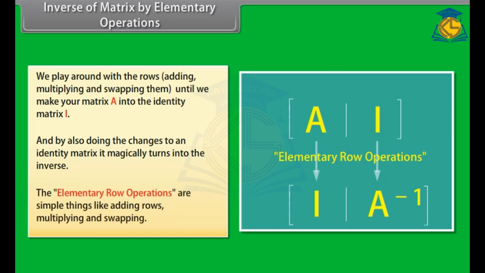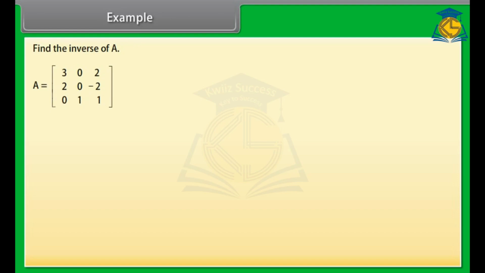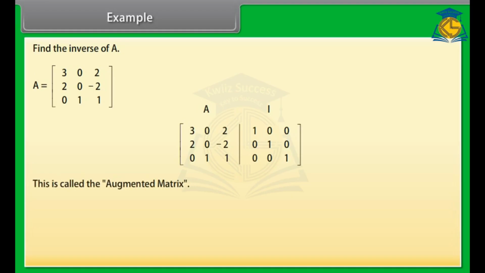The elementary row operations are simple things like adding rows, multiplying and swapping. Let us go through an example in the next screen. Example. Find the inverse of A. We start with the matrix A and write it down with an identity matrix I next to it. This is called the augmented matrix.